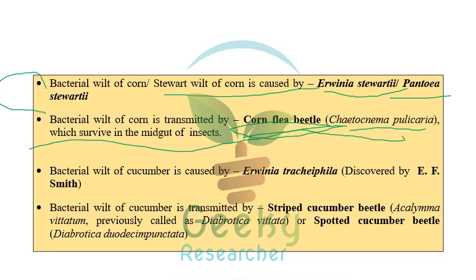And bacterial wilt of cucumber, I think we already discussed in natural openings, and again let me tell you once again. The bacterial wilt of cucumber is caused by Erwinia tracheiphila. Actually this was first discovered by E.F. Smith. We know very well that E.F. Smith is considered the father of plant bacteriology.